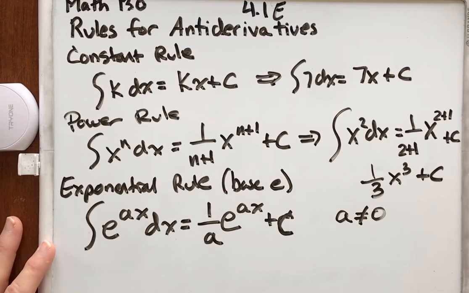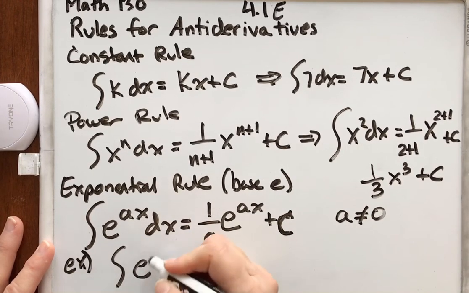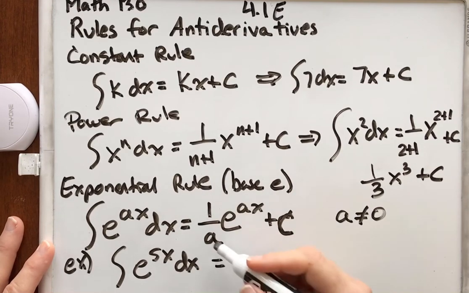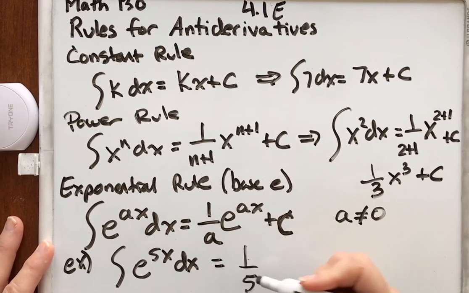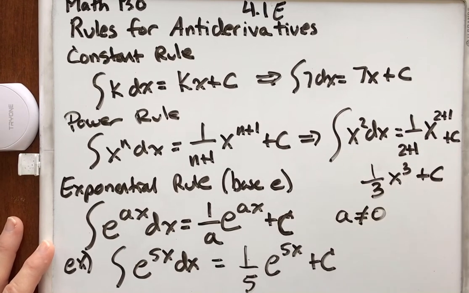Okay, so let's do an example of that. If we integrate e to the 5x dx, then we're going to bring the 5 down, 1/5 e to the 5x plus c.